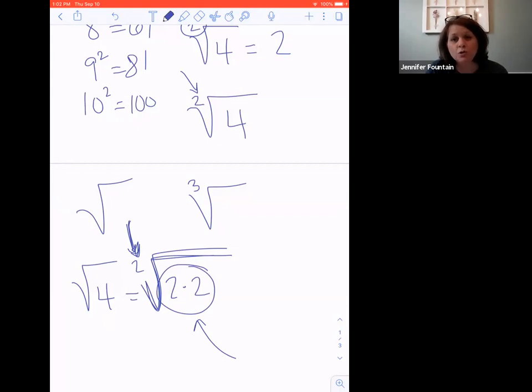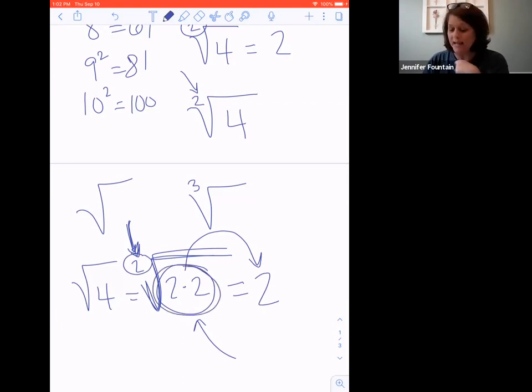So I have circled those 2 buddies, but when they get to go outside, they come outside as one group of 2, okay? So this number tells me how many buddies there have to be. I circle that number of buddies, but when they come outside, it's only as one group of 2.